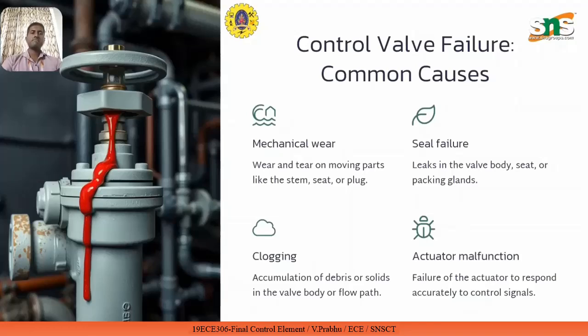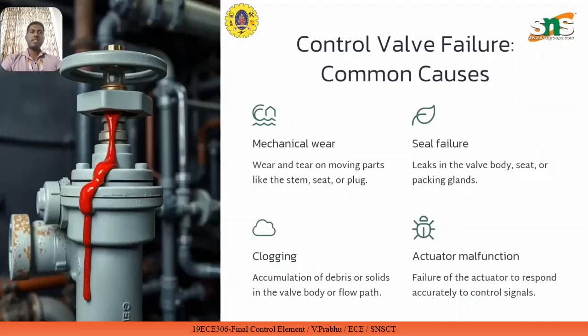And then clogging. As I said, for slurry applications, the dust particles or solid particles are going to accumulate in the valve trim, right? This accumulation or clogging of debris will obstruct the flow path. So we may not get the desired flow rate as per the control valve movement.